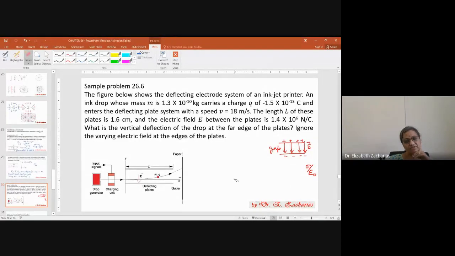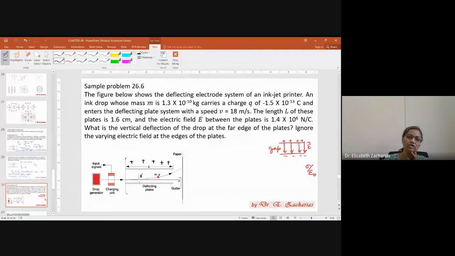Surface charge. Surface charge density is charge by area. Okay, so this is going to be the field. Now keeping this in mind, let us look at this problem. In the picture below, there are two plates of length L. One is carrying positive charge, the other is carrying negative charge.